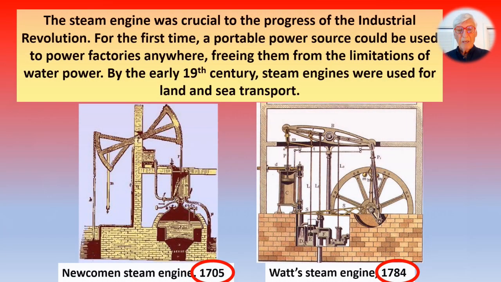Here again, you see widely spaced dates, 1705 and 1784. The steam engine was crucial to the progress of the Industrial Revolution. For the first time, a portable power source could be used to power factories anywhere, freeing them from the limitations of water power. By the early 19th century, steam engines were used for land and sea transport.